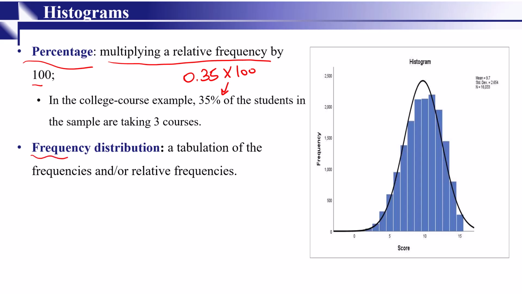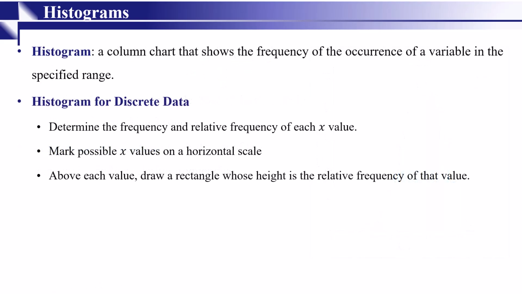Then we have something called a frequency distribution. This is the arrangement of data that shows the frequency or relative frequency of different values or intervals in the data set. We make a table and show everything in detail. Once again, a histogram is a graphical representation of data, where the data is divided into intervals or bins on the horizontal axis, the x-axis, and the frequency goes on the y-axis. We can go for discrete data and continuous data.